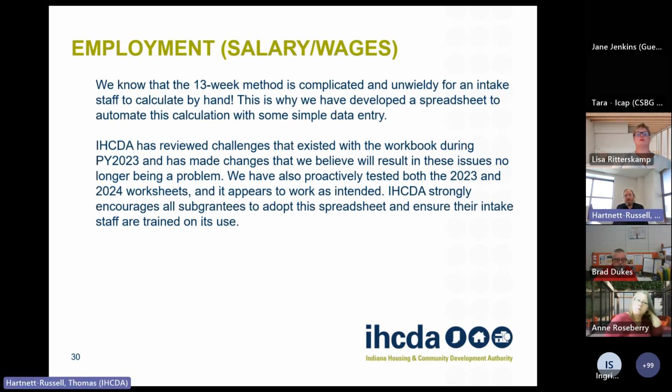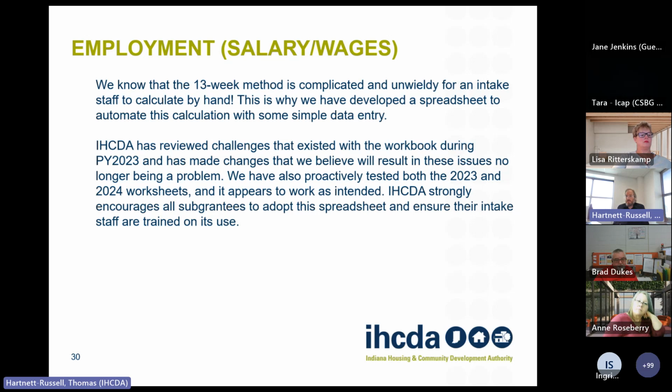Now, I do also want to acknowledge that we know that there have been challenges with this workbook last year, particularly when we moved from calendar year 2022 into calendar year 2023. There were some inconsistencies with the way Excel was handling the formulas. So I spent a lot of time looking at what the root cause was of those challenges and those inconsistencies in the way Excel handled them. And we have made changes that we do believe will result in these issues no longer being a problem.